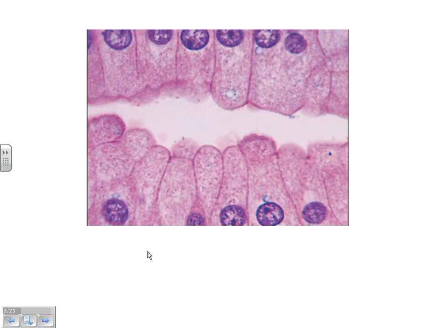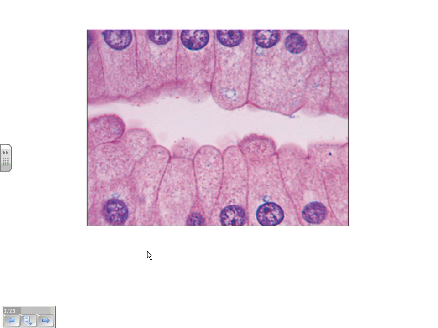What type of tissue is this? Simple columnar epithelium. Some of you didn't answer very quickly. How do I know this is epithelium? It's got a basement membrane, open at the top, good. All the cells are touching each other, okay?